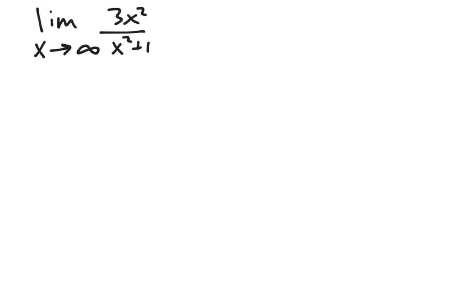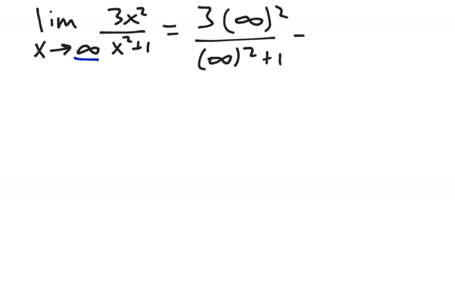Let's say I have this limit. It's the limit of 3x squared over x squared plus 1 as x approaches infinity. Now, infinity is not a number, so we can't just plug in infinity. Like you can't do 3 infinity squared over infinity squared plus 1 equals infinity over infinity. That doesn't make sense, because infinity is not a number. So we have to find a different way of doing this.